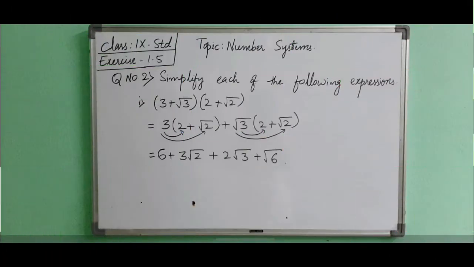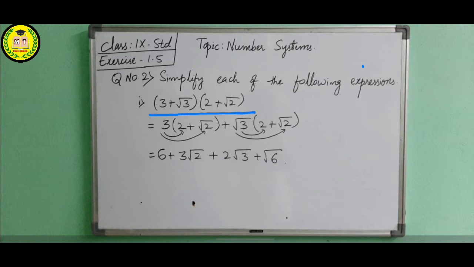Hello everyone. Now exercise 1.5, number system, question number 2. Simplify each of the following expressions. In this question number 2 you have 4 questions. We will see them here one by one. The first question is (3 + √2)(2 + √2).